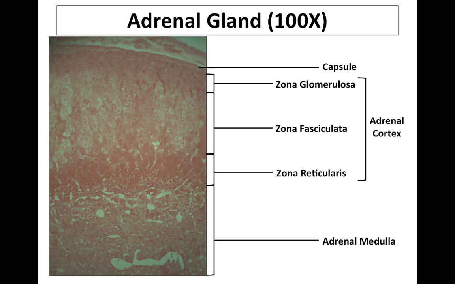Here is one of the pictures of one of our slides in the lab. You can see the capsule on the outer layer here. The zona glomerulosa is this darkly staining layer here. And here you can see the cells kind of elongating. You can sort of see some of those stripes I talked about earlier. They're not real stripes, it's just the appearance because the cells are elongated in the zona fasciculata. And then you have another darker layer, the zona reticularis, and then you have the adrenal medulla down here. And remember, all three of these zonas are subsections of the adrenal cortex.